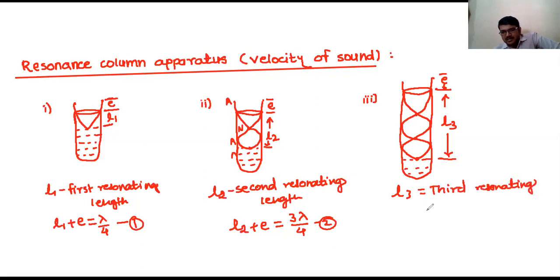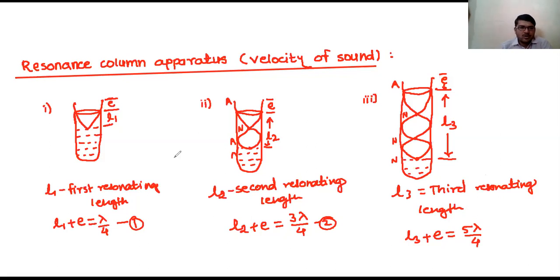So L3 is your third resonating length. And if I want the effective length, then can I write like this? L3 plus E is equal to, this is node, node. Here it is again node. Here it is again node. And here it is antinode. So this is lambda by 2 plus lambda by 2 plus lambda by 4. So this is nothing but 5 lambda by 4. Yes or not? So L3 plus E is equal to 5 lambda by 4.